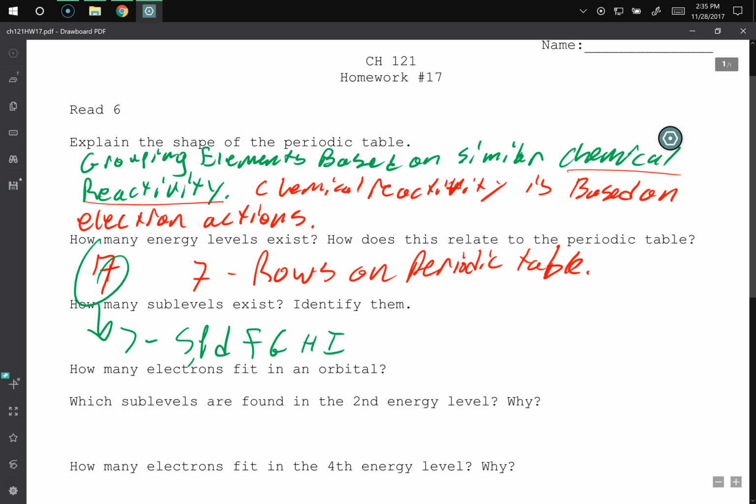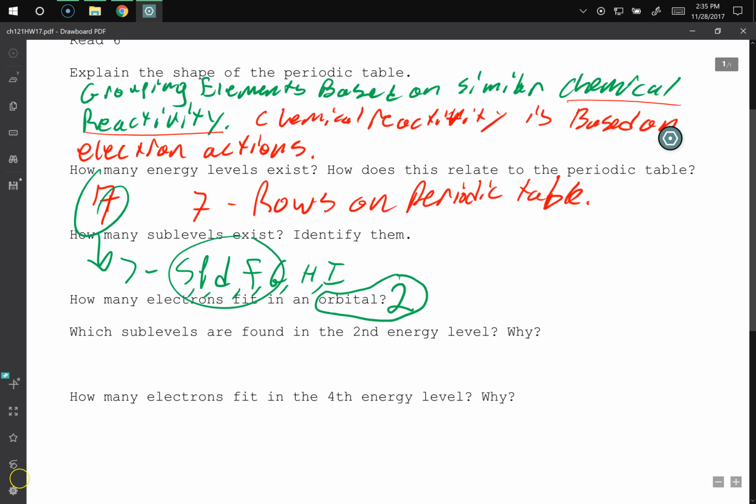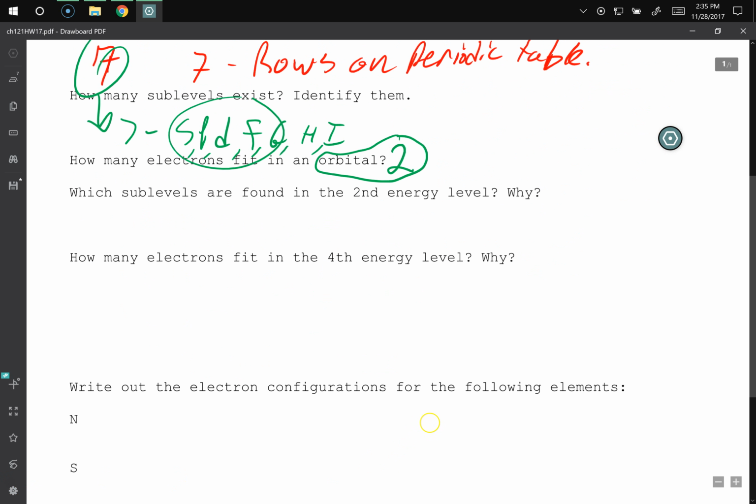Okay. We really only care about those first 4, though, right? And what was the reasoning behind that? The largest atom that we've got doesn't have enough electrons to actually fill up any of those g, h, or i sublevels. Okay, how many electrons fit in an orbital? 2. Every single one can only hold 2 electrons. So I just need to know how many orbitals are in a sublevel, and then I can figure out the number of electrons.